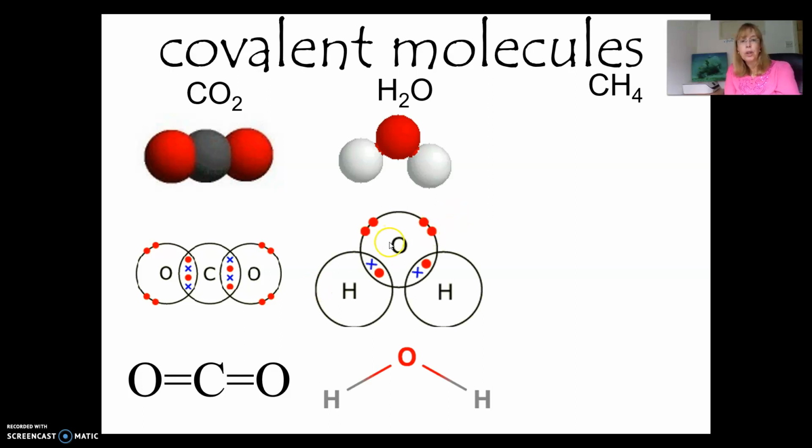Water. So oxygen has got 6 electrons in the outer shell, so the 7th and the 8th comes from sharing an electron with 2 hydrogen atoms, 2 single covalent bonds, hence the stick diagram looking like that.